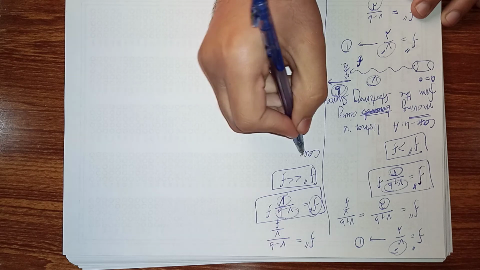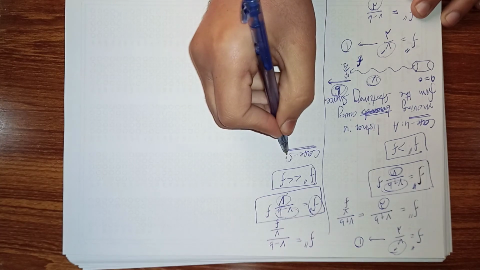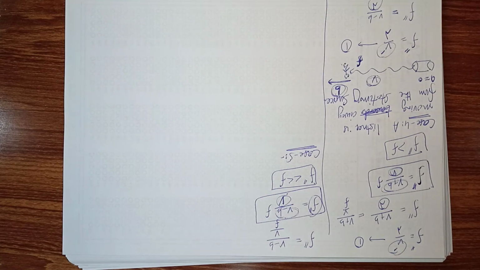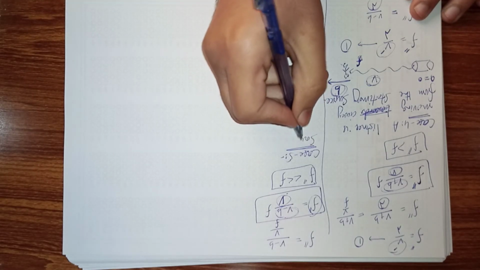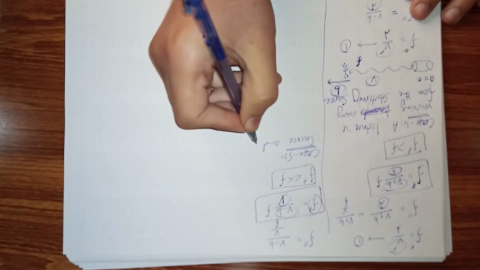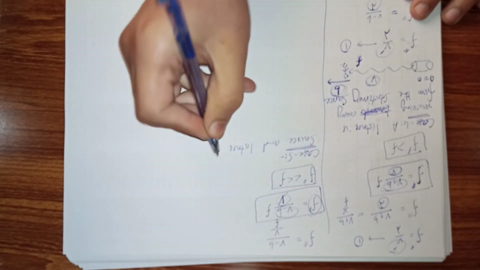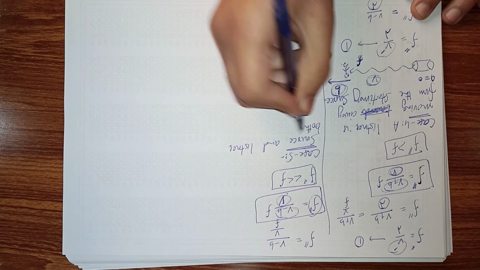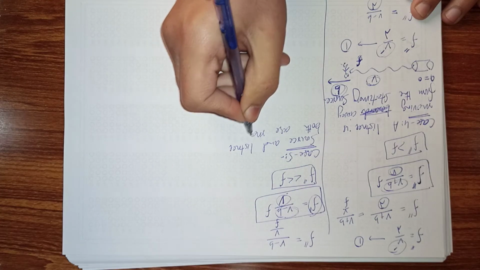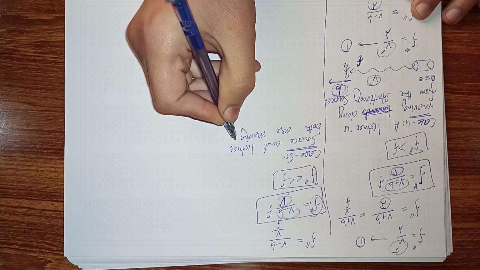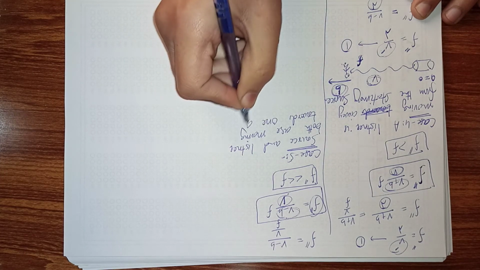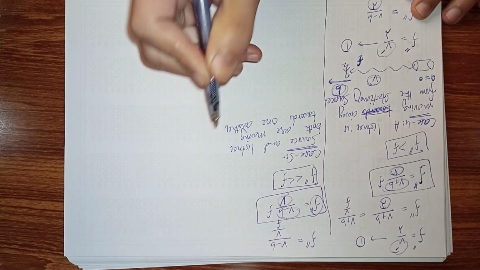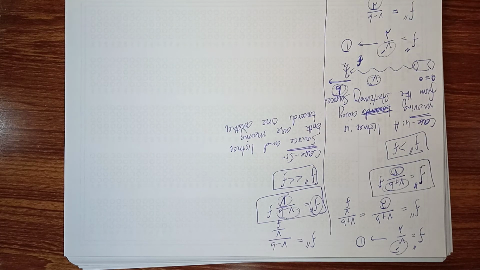Now case number 5. What is case number 5? Now look here. Source and listener both are moving towards one another. Now source and listener both are moving towards one another. Okay.